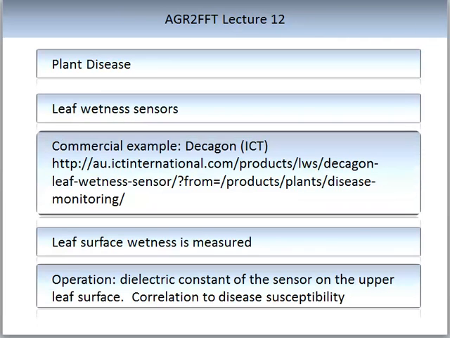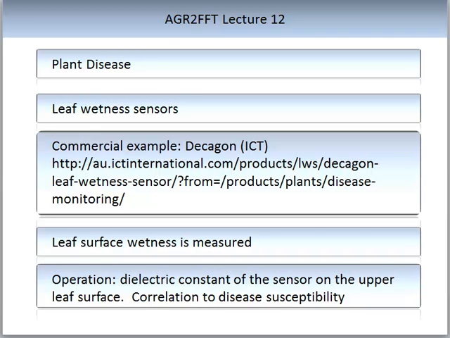Another type of plant sensing is that of sensing for disease or disease prevalence. There are several examples of disease prevalence monitoring on the market. The only one I will discuss here is the leaf wetness sensor.